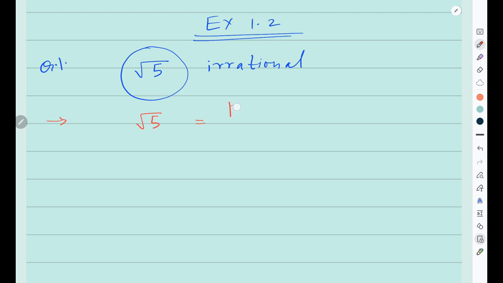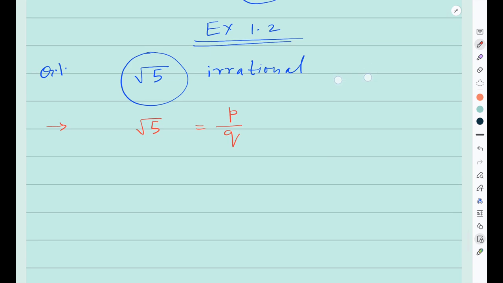Okay, so if it is rational, then it could be expressed in the form of p divided by q, isn't it? That is the definition of a rational number. Now I will go very slowly here because it's a little difficult to understand.